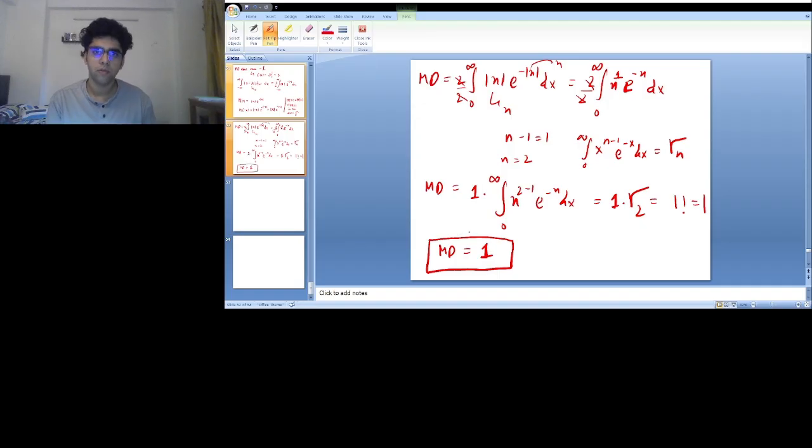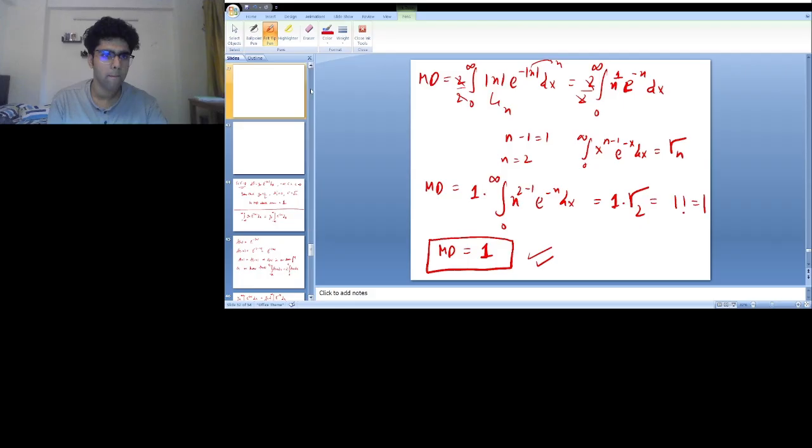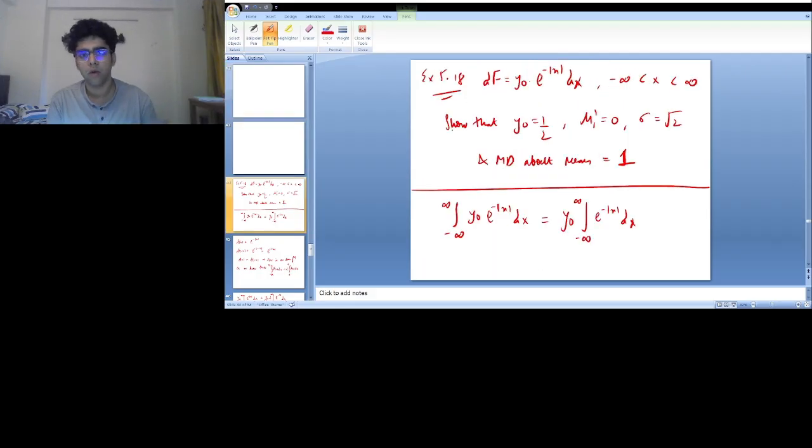In some steps I missed writing y naught, you shouldn't do that, it will create an unnecessary error, right? So we needed to prove that y naught is half, we did that. The first moment with respect to the origin is 0, we did that. We proved that our standard deviation is root 2, and we proved that our mean deviation about mean is 1.